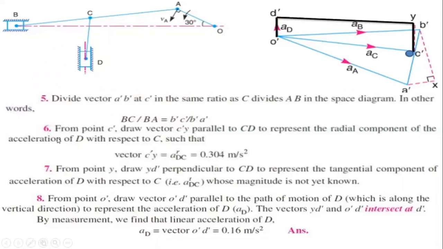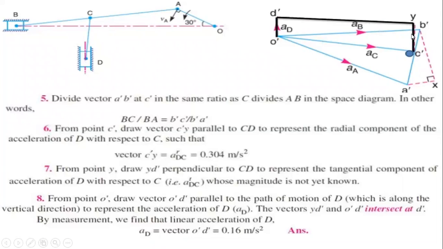Then we are going to draw the vector C dash Y. So this is the line C dash Y. So from point C dash, draw the C dash Y which is parallel to CD line. So this is the CD line in the space diagram. So draw the line parallel to CD, that is C dash Y.